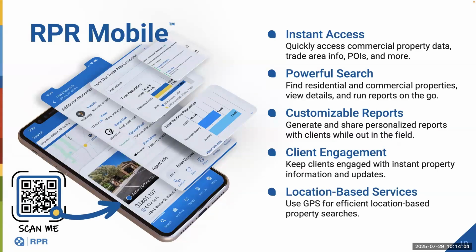Now, RPR is available in a mobile app. So if you happen to have your smartphone next to you and you're not using RPR mobile, you can scan that QR code. It'll bring up a link that you can click on, which will open up your Google Play or your App Store. And it's going to allow you to install the RPR mobile app.